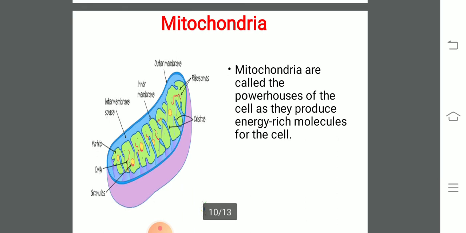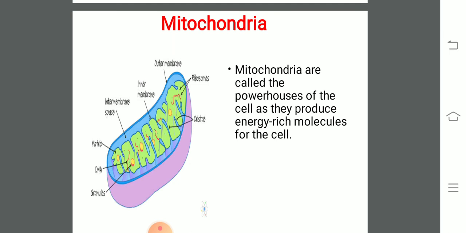Mitochondria. So what is the mitochondria? The mitochondria are called the powerhouse of the cells as they produce energy-rich molecules for the cells, because each cell requires energy and that energy is produced in the mitochondria.